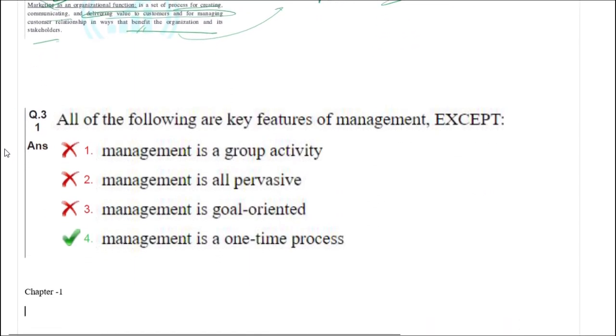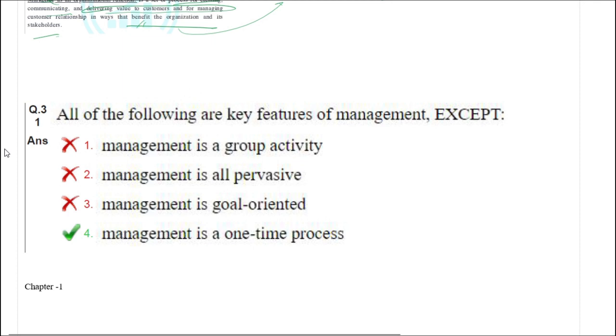Next is the features of management. All are key features of management except. So if you go back to the definition of management, you know management is a group activity. Management is all pervasive. No, wait, let me check. Management is goal oriented. Yes. Management is a one-time process. No. Management is always a continuous process.